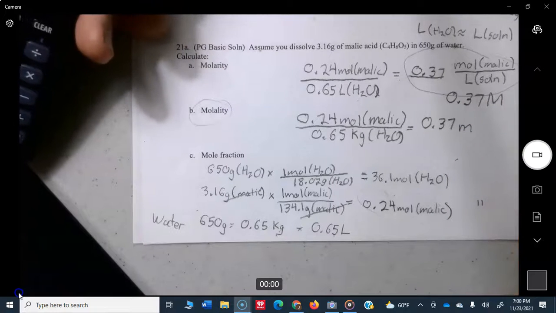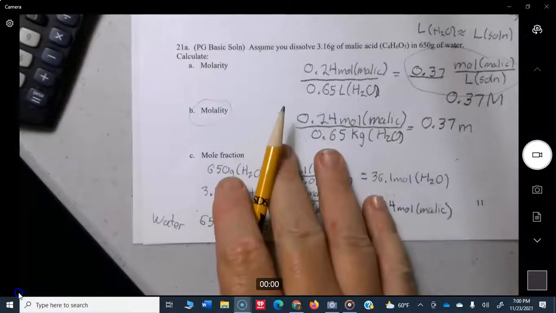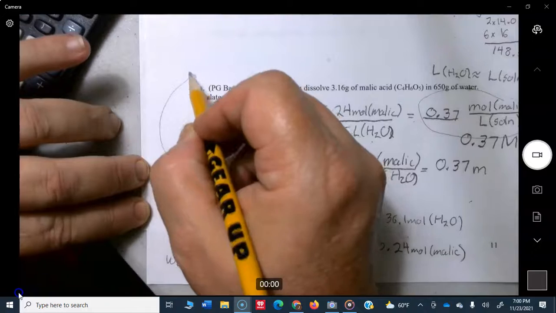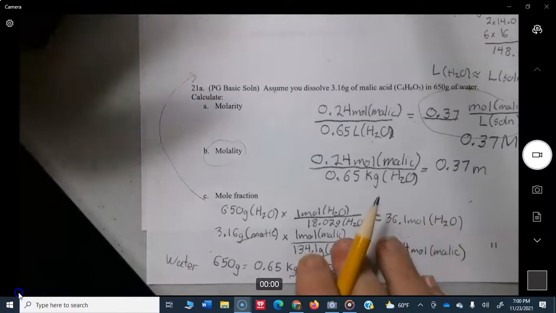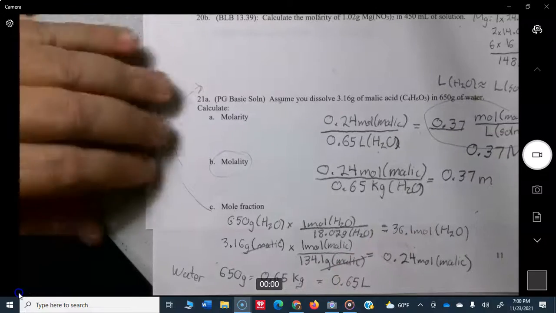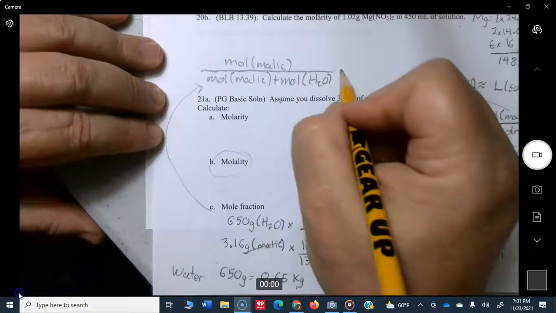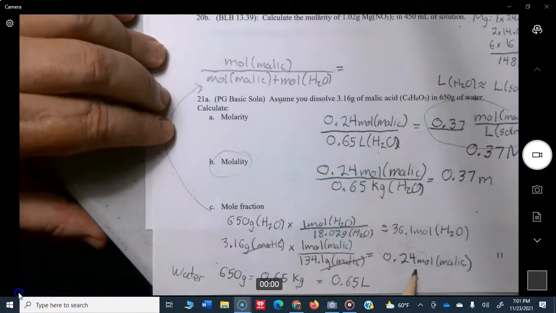Okay? All right. Mole fraction. Well, I didn't leave myself a lot of space for that, so I'm going to come up here and do this one, because I don't need to use that space. You do, so you might want to do this on line paper if you're running out of space. Okay, so what is it? It's moles of malic acid. Okay, and I'm just going to put the numbers in. So moles of malic acid is 0.24. Moles of H2O is 36.1.